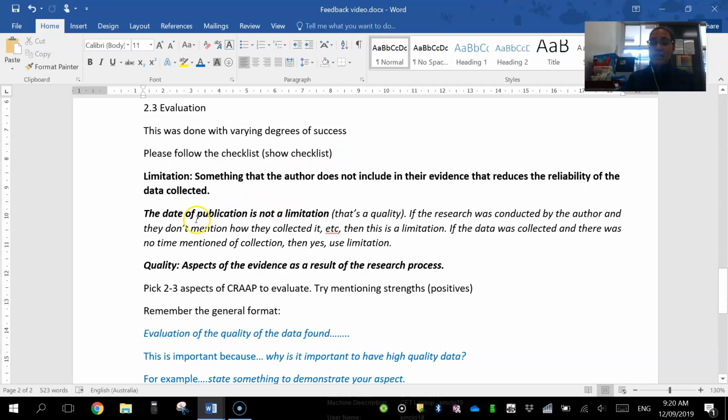Okay, this is the thing. Quite a few people use currency, as in like when it was published, as a limitation. That is not a limitation. That's the quality of an aspect of your research.